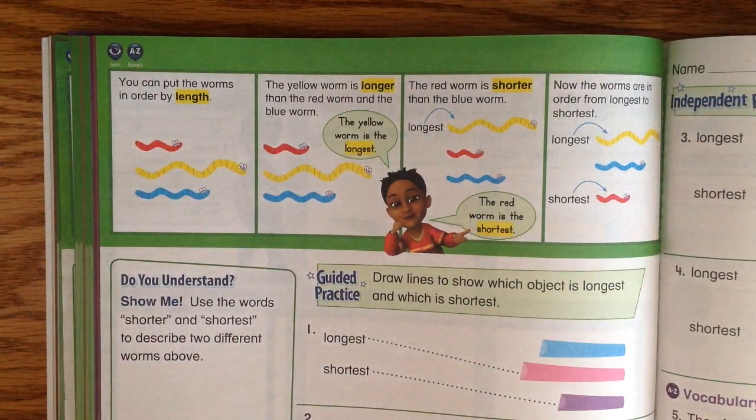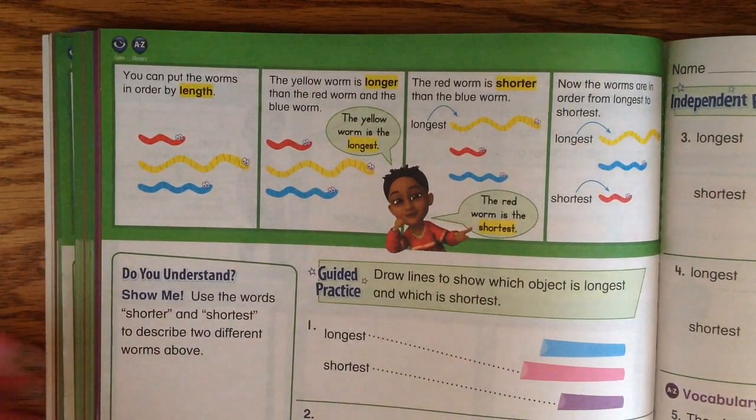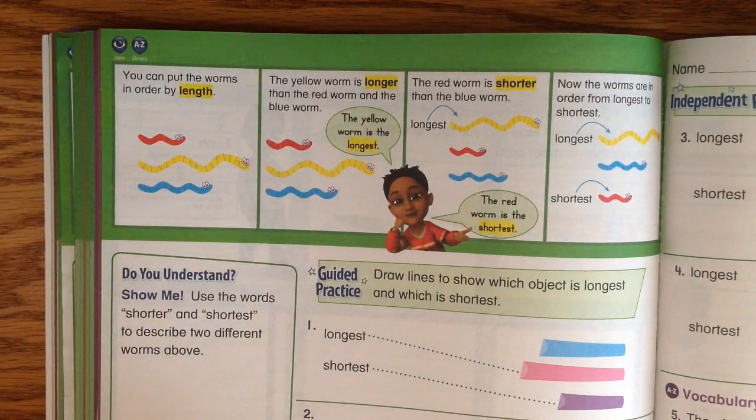Hi everybody. This week we're going to be working on Unit 12, which is working on measurement. So we're going to be looking at different items and seeing how long they are, using different things to be measuring and comparing. So if you look on page 668, this is where we will start.